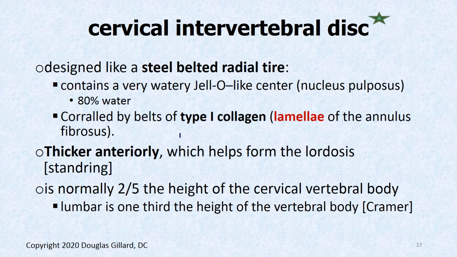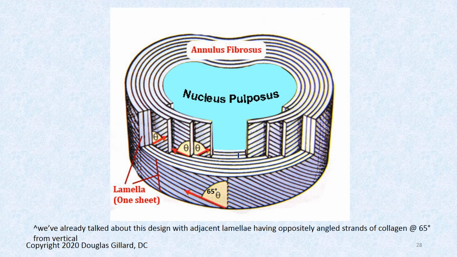there. It is corralled by lamellae, just like before. They are thicker anteriorly. The sagittal height of the disc is thicker anteriorly, which helps form the lordosis a little bit. Normally it's about 2/5 the height of the vertebral body. We've seen this before. Same thing applies to the cervical.